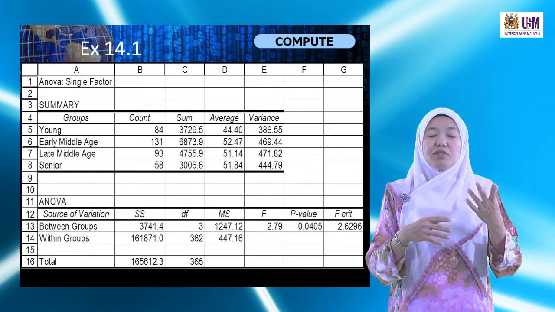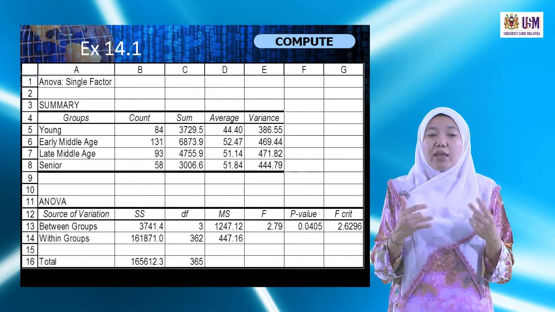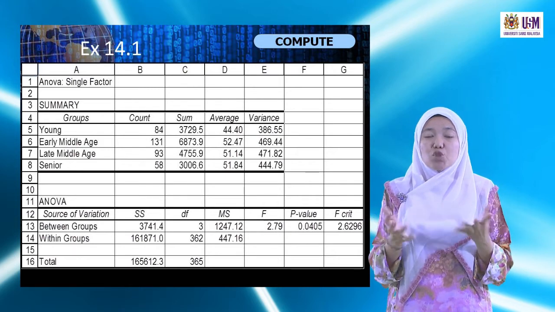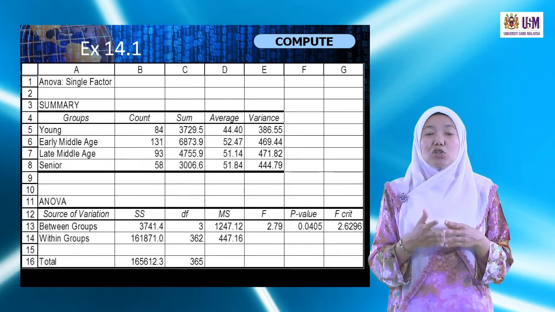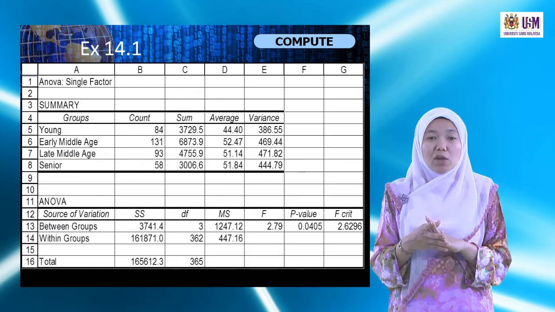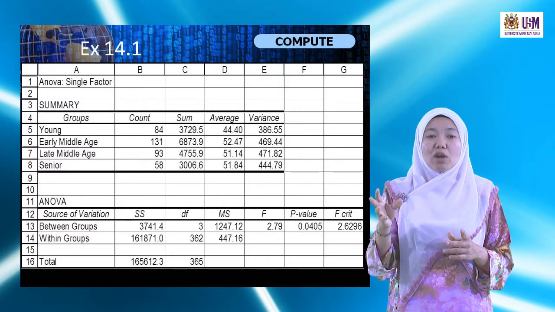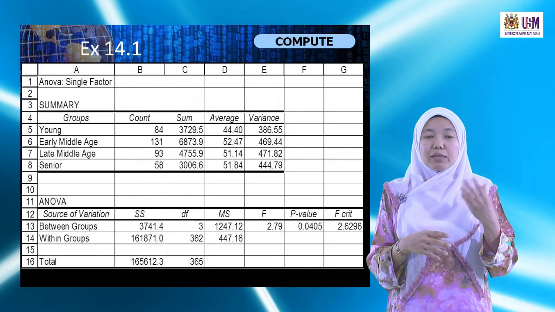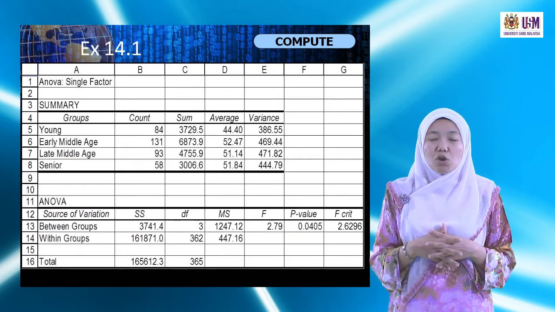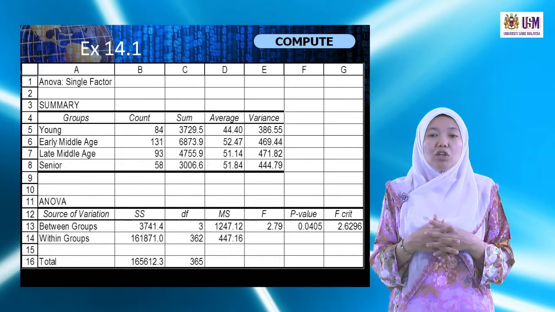So you have the source of variation, which is divided into the between group or between treatments, as well as the within group or within treatments. Then you have the second column in the ANOVA table, which stands for sum of square, and then the degree of freedom column. Then you have the mean square column for the between group as well as for the within groups, and then the F statistic or F ratio column.